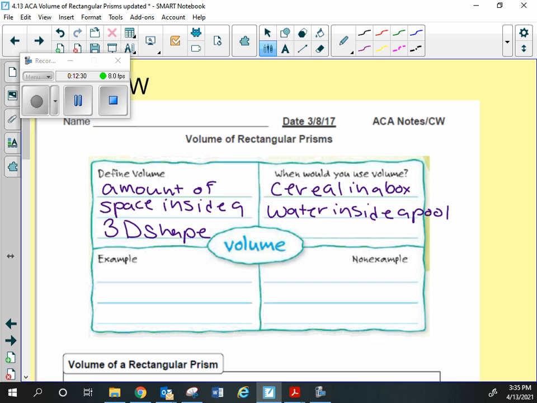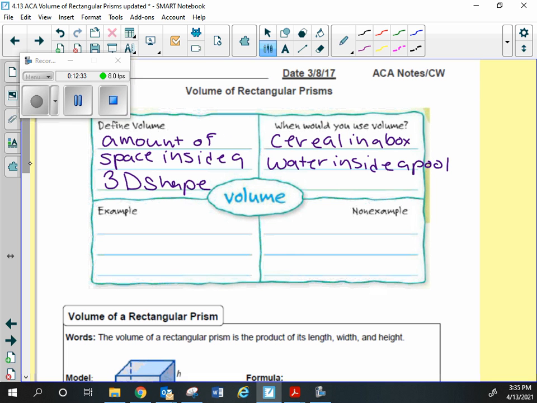A non-example would be talking about, I'm going to use the example I used earlier for area. So like the picture on the outside of a cereal box. And we like cereal boxes. Okay, so Captain Crunch on the front. The cereal is the volume. His face is not. We like it.